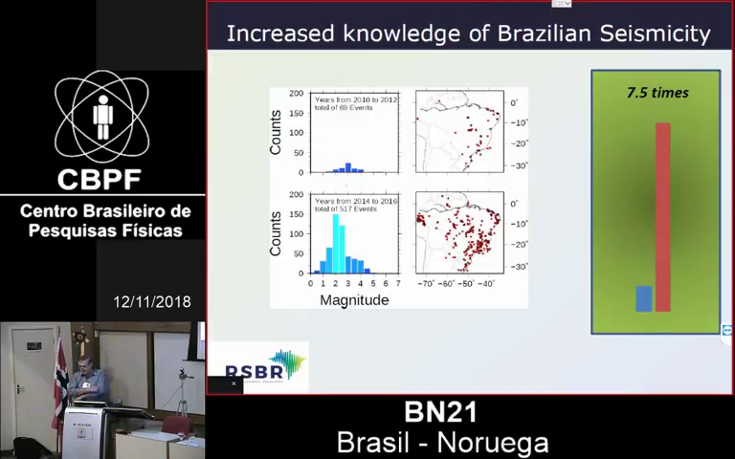Now, one good thing about this network, if you see the number of events you had recorded between 2010 and 2012, when you were starting this infrastructure, you had about 69 events. Between 2014 and 2016, when you had most of our stations implemented, you detected 517 events, which is 7.5 times more. It doesn't mean that Brazil became more seismic. It's just because you raised our capacity of measuring it.